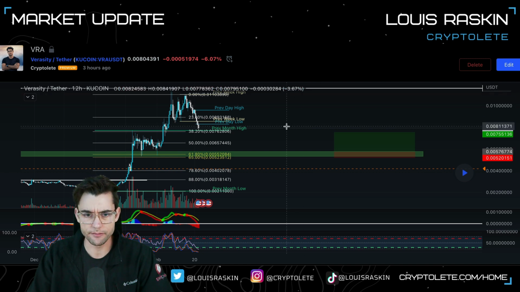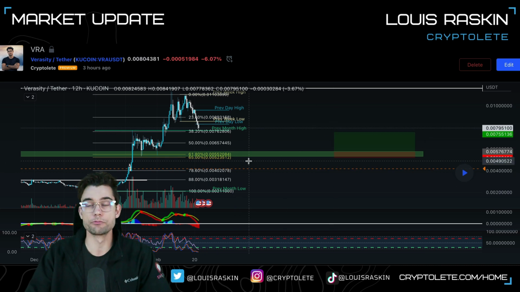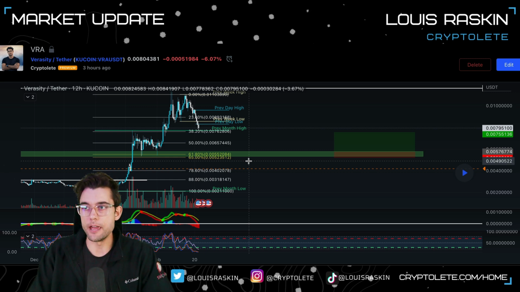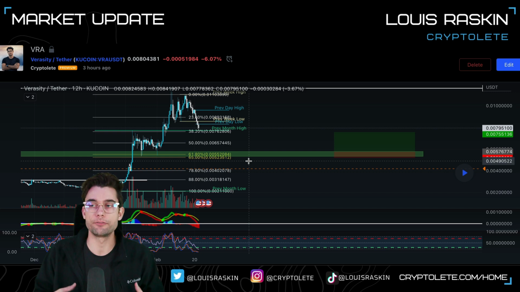And I also just did VRA. I like VRA. Really good demand zone right here after a huge run up. So I definitely want to get in at these levels. So that's really cool. I just want to share that with you, that if you have Bybit, then you can use conditional orders and you don't have to lock up your funds, which is amazing.